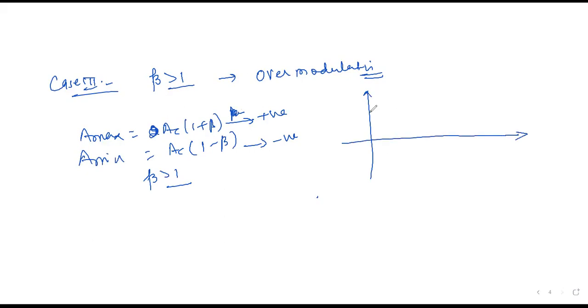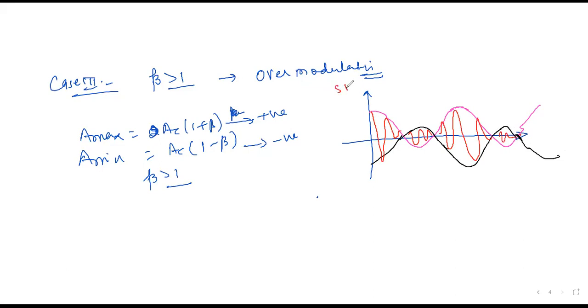Your envelope is nothing but this, which is positive. Now this becomes negative sometimes. And this is positive, this is negative. So this is positive. And this is your envelope. Draw it properly. This is your envelope. So A minimum is negative and A maximum is positive. So this is called the over-modulation case.